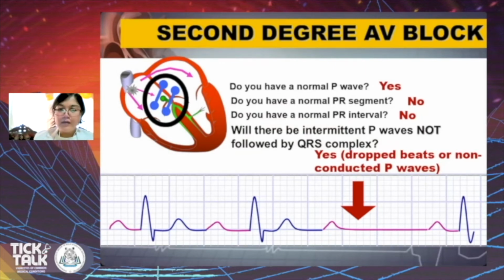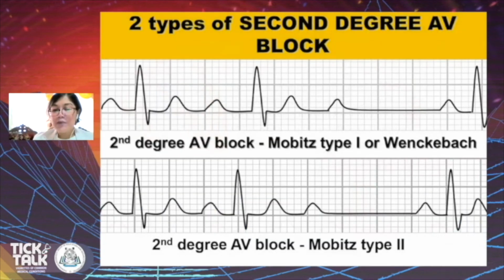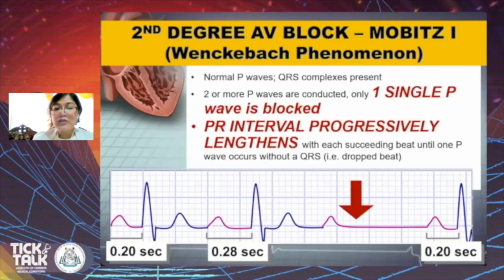So there are two types of second degree AV block. We have Mobitz 1 or the Wenckebach, and we have the Mobitz 2. So Mobitz 1 is there is only one single P wave that is blocked, and it is noticed that the PR interval preceding the actual drop beat or block is progressively lengthening.